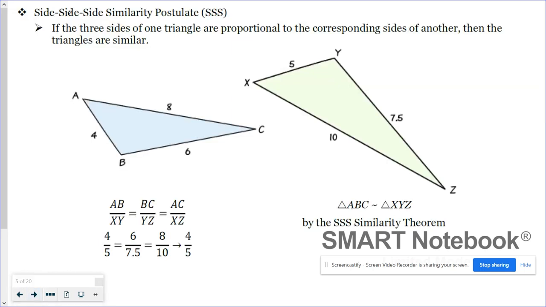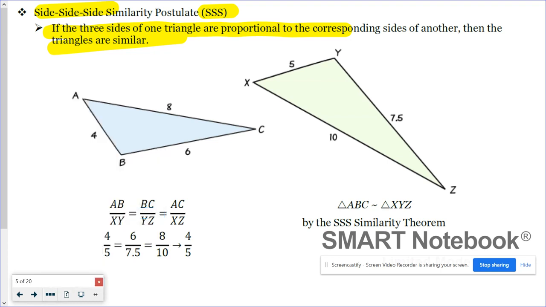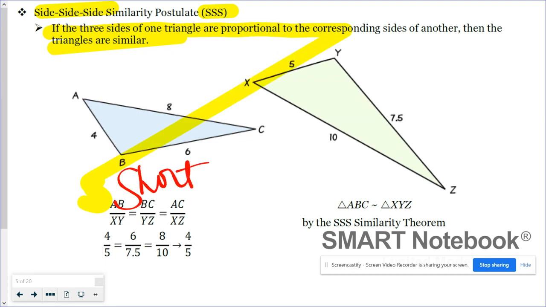The side-side-side similarity postulate, simply known as SSS. It says if three sides of one triangle are proportional to the corresponding sides of another triangle, then the triangles are similar. Now, my advice when you're exploring whether or not side proves similarity is to list out the sides of your triangles from shortest to longest. Because doesn't it make sense that the shortest side of one triangle corresponds to the shortest side of the other, and the longest sides correspond as well?